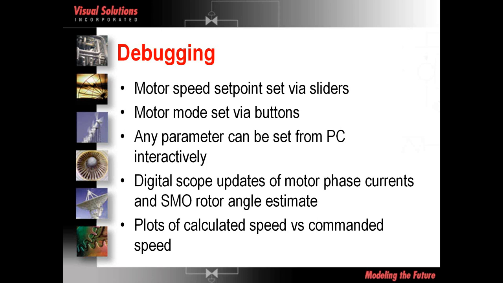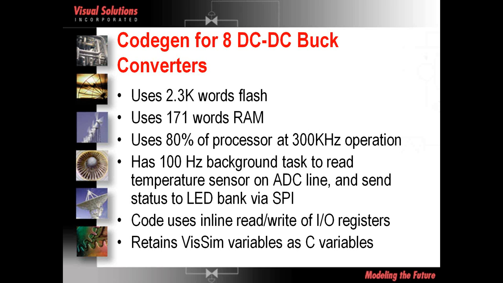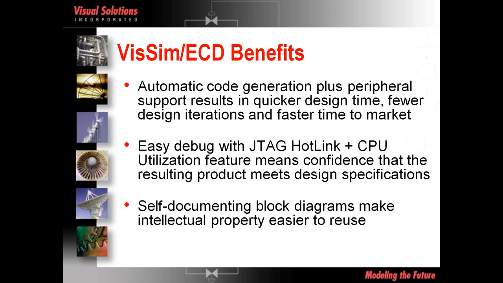And we also were plotting the calculated speed versus the commanded speed. VisSim is also used for controlling digital power applications like DC-DC buck converters. And the benefits of using ECD are the automatic code generation, resulting in fewer errors at code gen time, no hand code required, and you can debug. It's model-based debugging, so you're actually at a high level able to simulate and remove any sort of fixed point overflow issues or logic errors before you ever go to code generation.